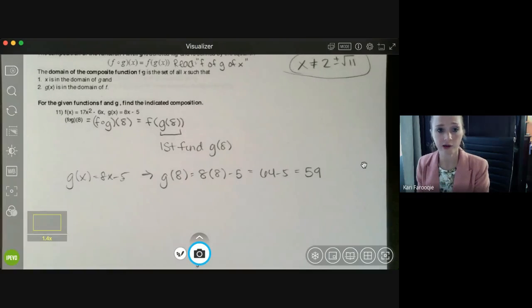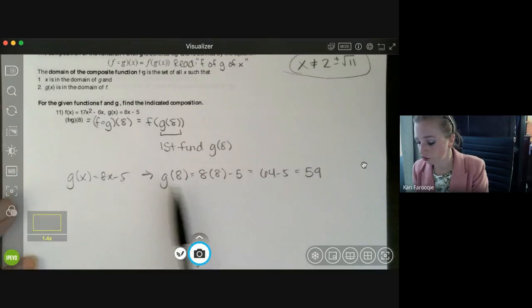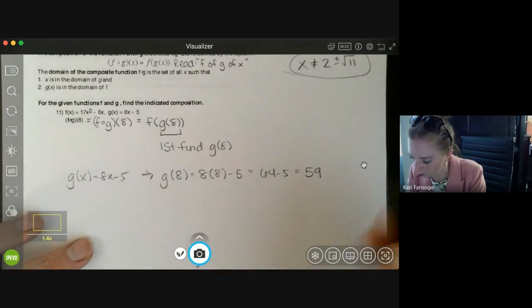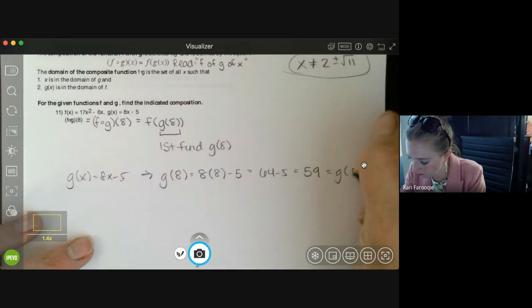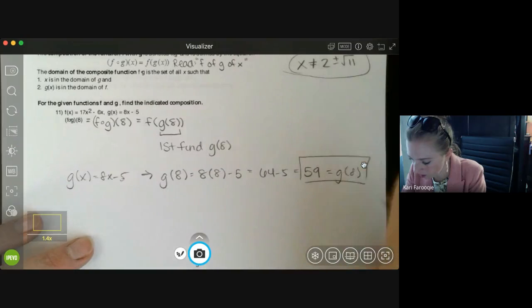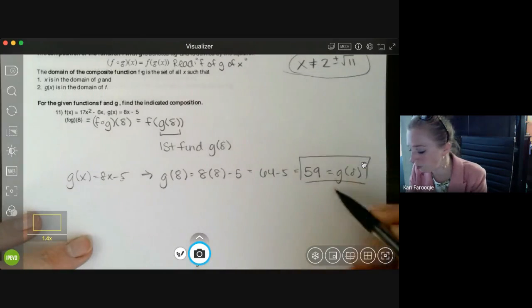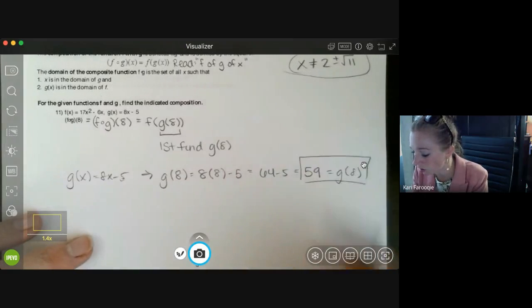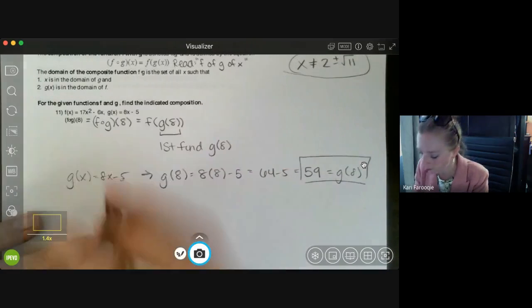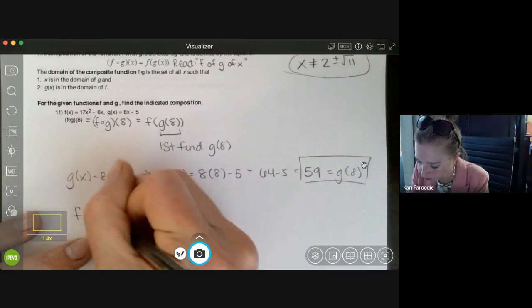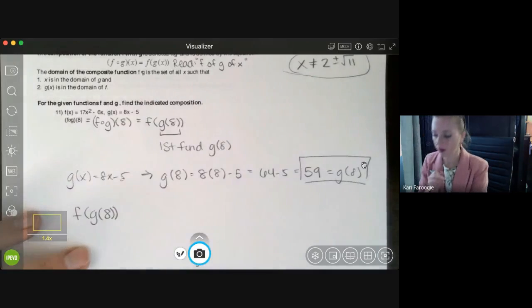Don't put a box around it yet because you weren't just asked to find g of 8, you were asked to find f of g of 8. So we now know that g of 8 is 59. So we're going to use this information. I know I just said don't put a box around it, but I want to make sure that we're calling it out for what it is. It's g of 8. And then the next thing we're going to find is f of g of 8.